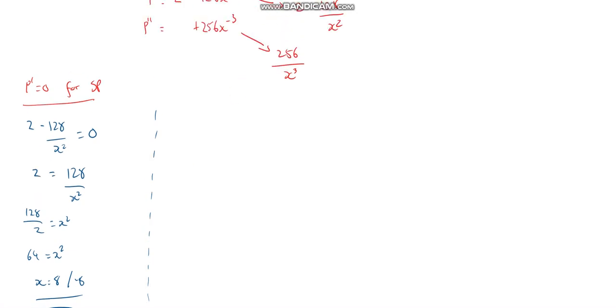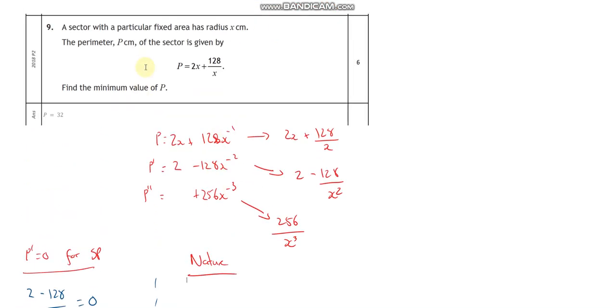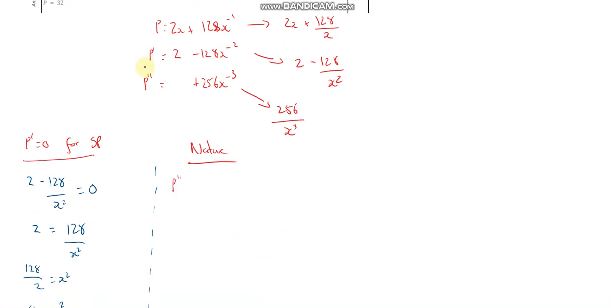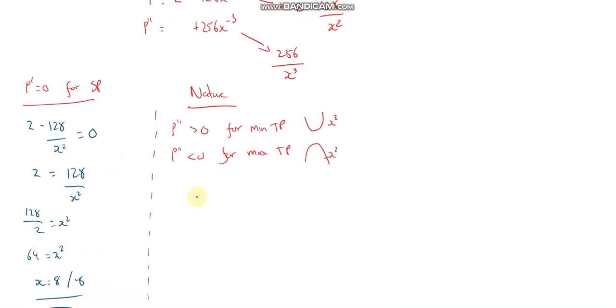Then I'm going to say, all right, well, nature then. Let's find the nature. If I want to find the minimum value of p, I'm saying that p double dashed is going to be greater than 0 for a minimum turning point, and p double dashed would be less than 0 for a maximum turning point. Again, I always think your minimum turning point is an x squared. It's a positive number, a positive x squared, which is a minimum. So it'll be negative x squared, and that one will be less than 0. So let's substitute those in. So I'll substitute an 8 and negative 8, so x is equal to 8, x equal to negative 8.